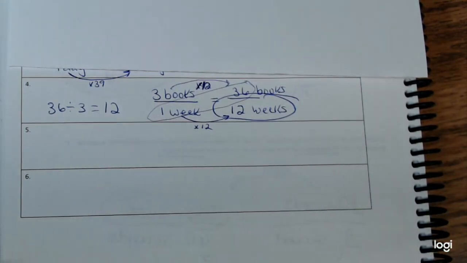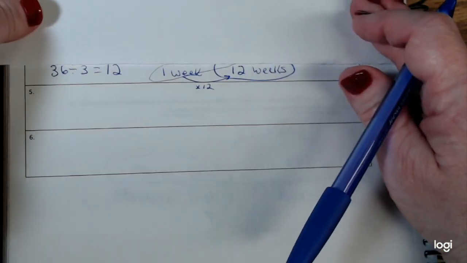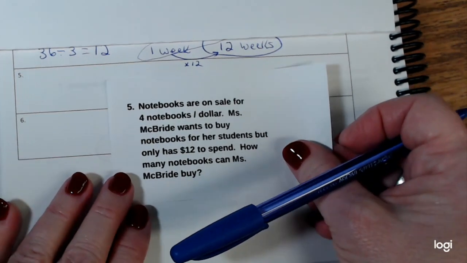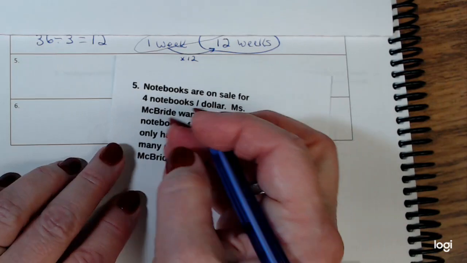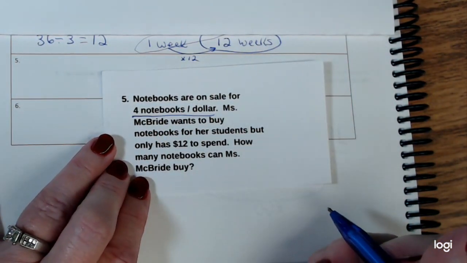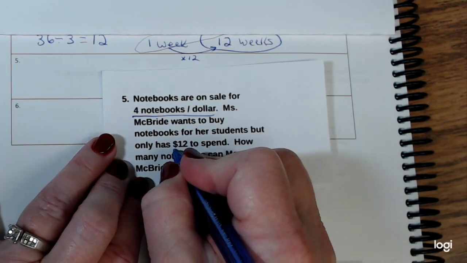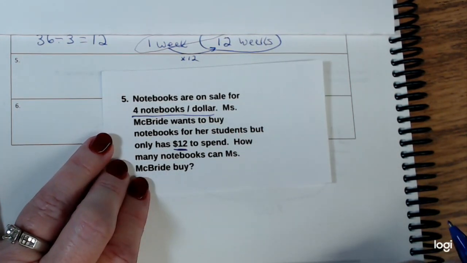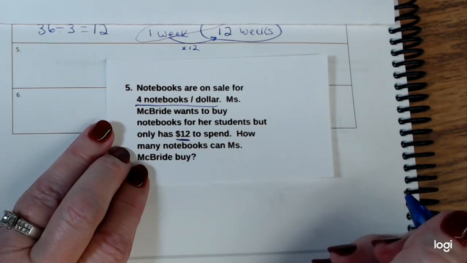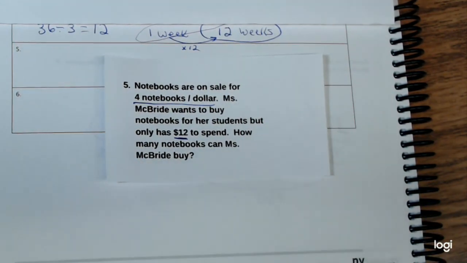Boy, you guys are doing awesome. We only have 2 more problems left. Let's see what 2 problems Mrs. Houck has here for us. All right, problem number 5. Notebooks are on sale for 4 notebooks per $1. Miss McBride wants to buy notebooks for her students, but only has $12 to spend. How many notebooks can Miss McBride buy? Pause your video so you can solve the problem.